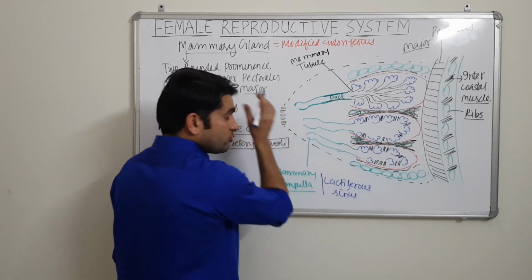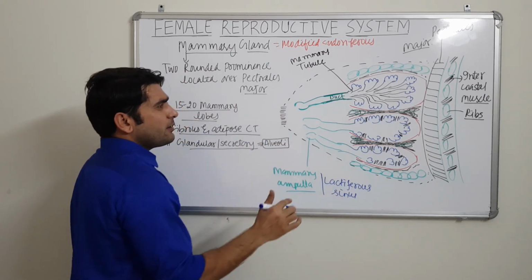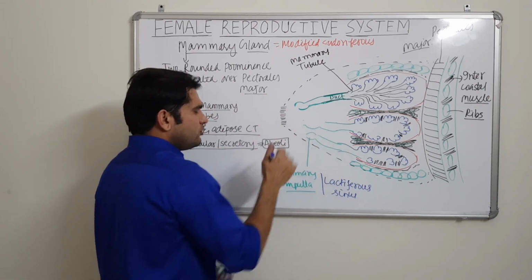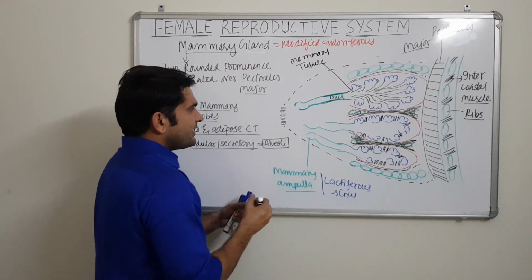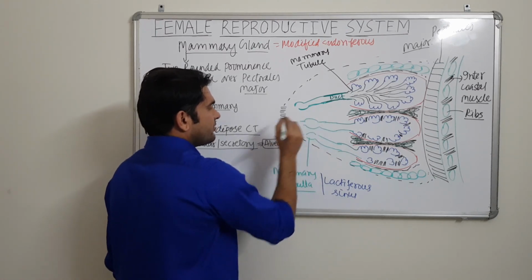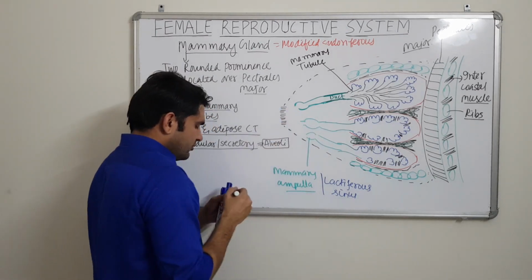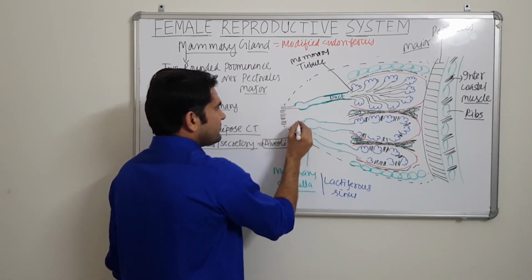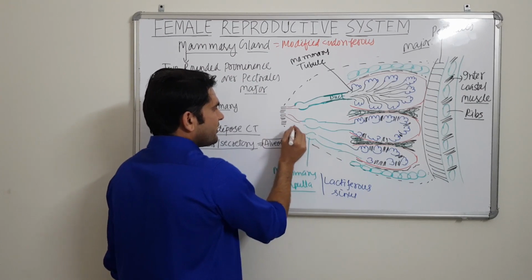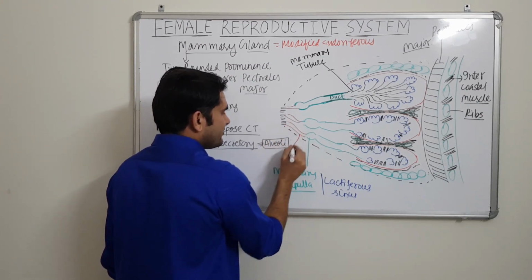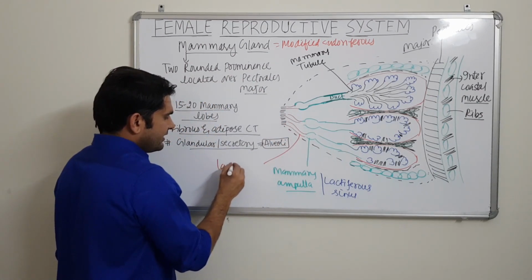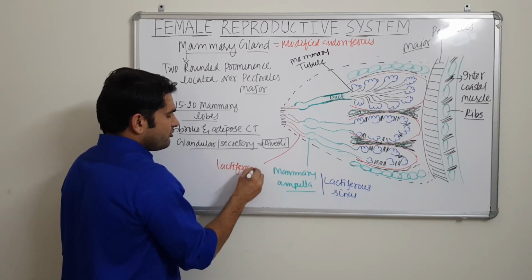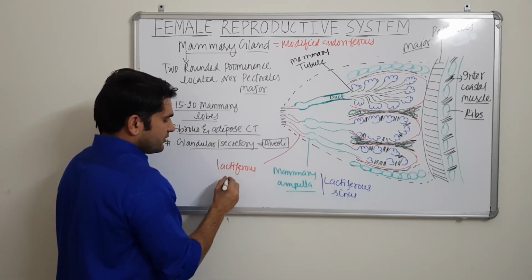And how many lactiferous sinuses would be present inside a mammary gland? Again the number is about 15 to 20 lactiferous sinuses. And each lactiferous sinus opens outside via a duct. This duct which arises from the lactiferous sinus, we call the lactiferous duct. We will be making a quick revision of the duct system, don't worry.